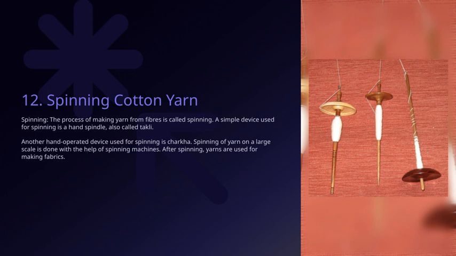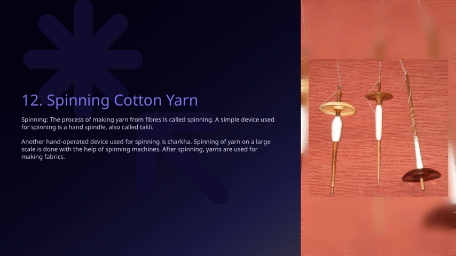A simple device used for spinning is called a hand spindle, or takli. It's a basic tool that has been used for centuries to twist fibers into yarn. Another traditional device is the charkha, which is also hand-operated and allows for spinning on a slightly larger scale. Moving on to larger-scale production, spinning machines are used to produce yarn efficiently and in large quantities.